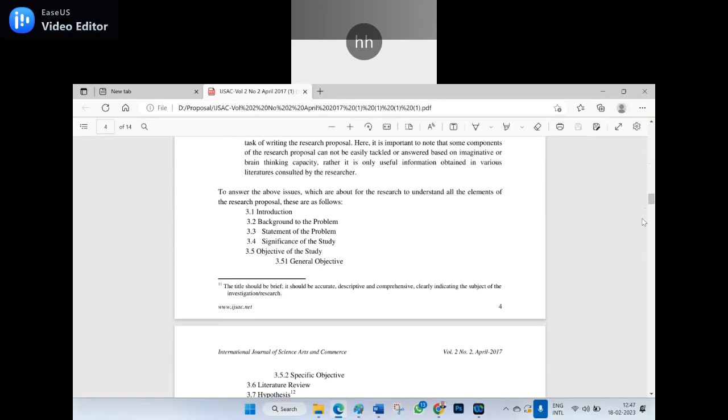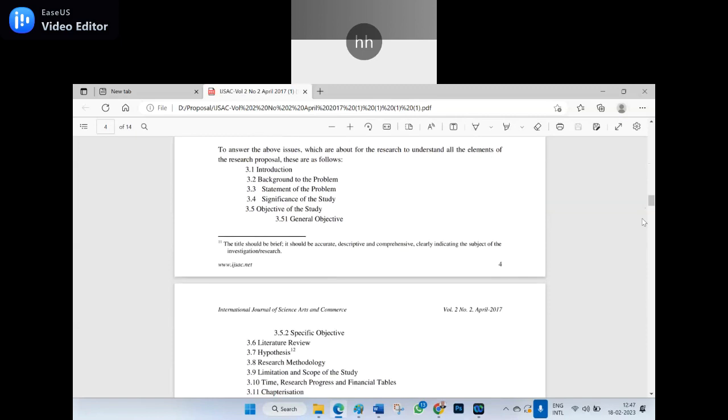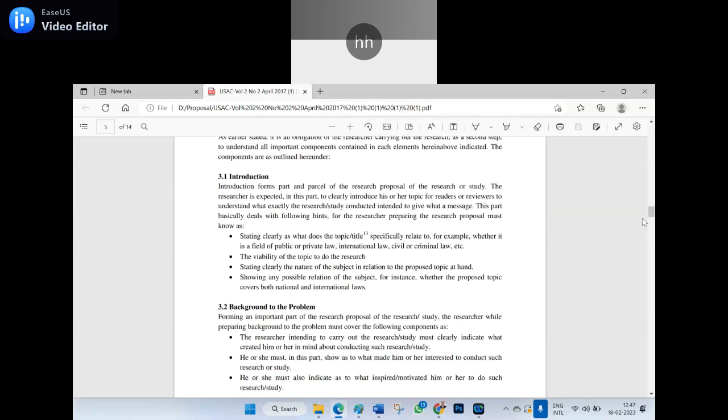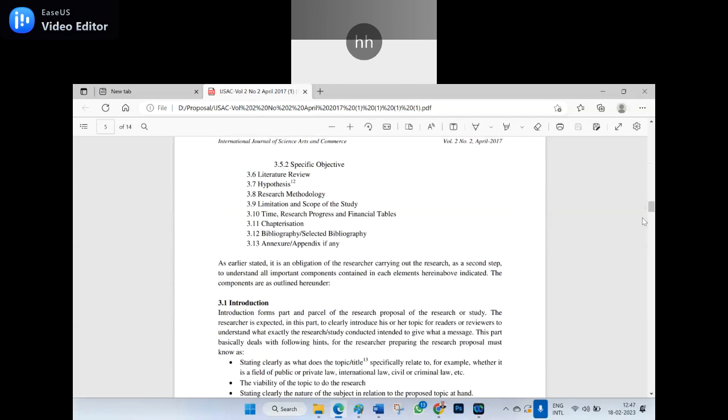To understand all the elements of a research proposal, these are the things: introduction, background of the problem, statement of the problem, significance of the problem, objective of the problem, and literature review, and later on comes the hypothesis. But here the guidelines of the UGC are different; generally the hypothesis comes after the literature review, but here you wrote it a different way. Then time and the research progress in financial tables, if it is sponsored by another organization, then you can write it. If it is self-made, then you need not write the time, research progress and financial tables.